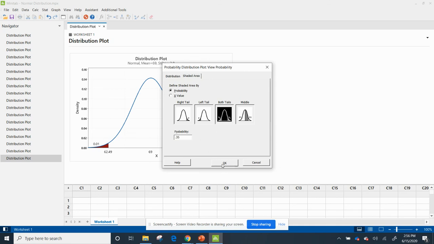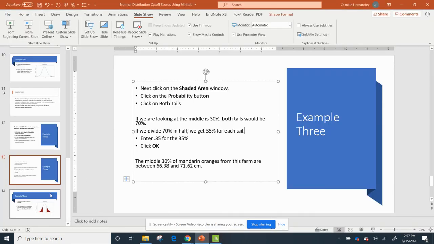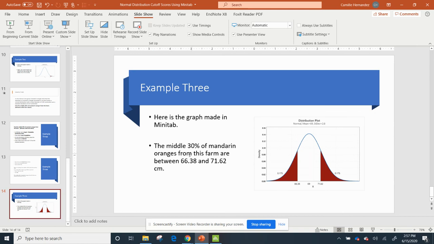Then I'm going to hit OK, and look what it does for me. This area in red over here is 0.35, this is 0.35, and this area in white is 0.30. So I kind of faked it. I made it work for me: even though I knew the middle, I could figure out my tails and then get the middle. If I go back to my picture, the middle 30% for this farm is between 5.638 and 6.062. Does that make sense? That's how I did it. I got the middle area, subtracted it from 1, got each tail, and then I got the value.